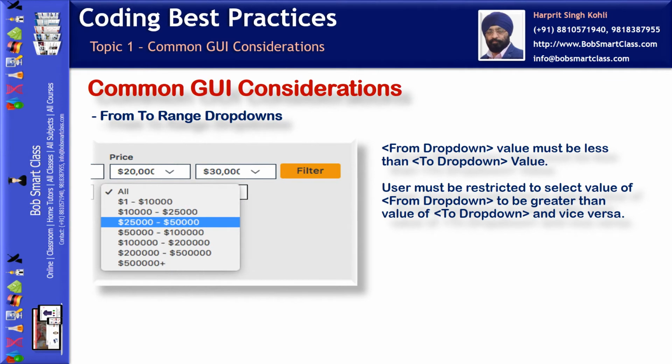There are a few cases in which we need from to range drop-downs. For example, from price to price in search filter criteria. Values inside from price and to price can be the same, but the user must be restricted to select a value of the from drop-down not greater than the value of the to drop-down and vice versa. That is, the to drop-down value cannot be less than the from drop-down.